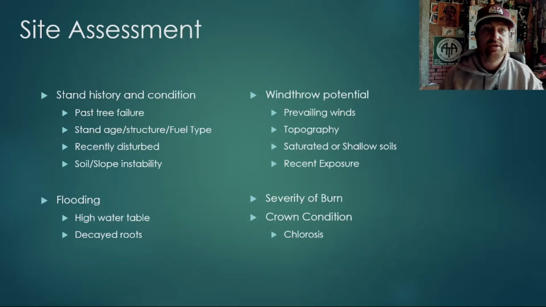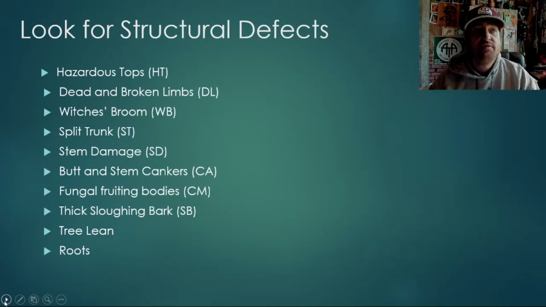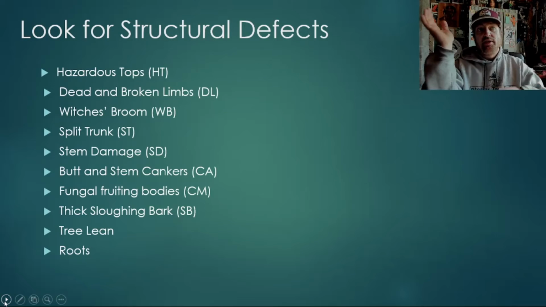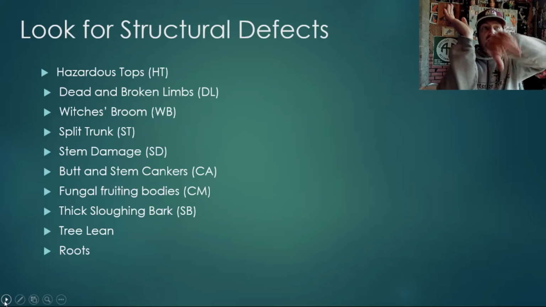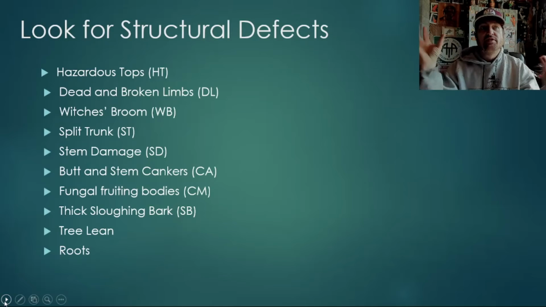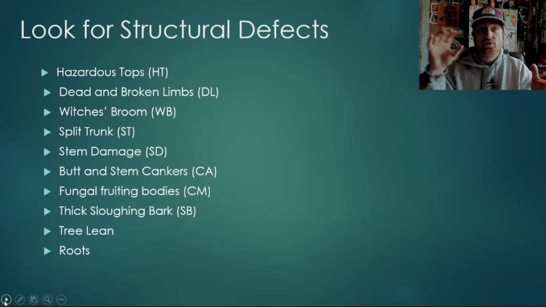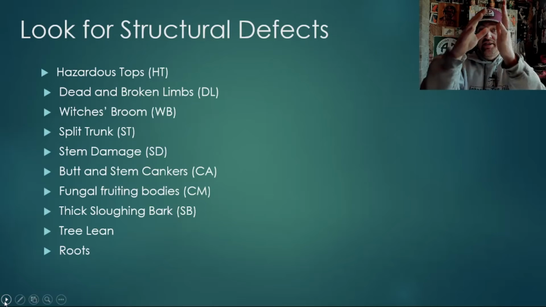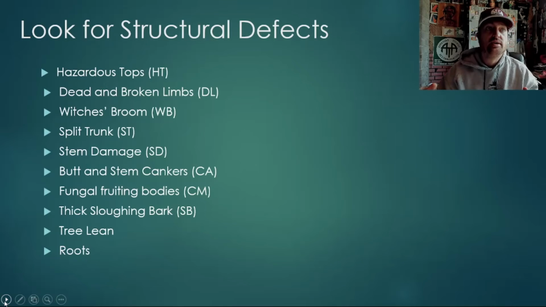And chlorosis, structural defects, then, are like hazardous tops, like the top of the tree might come off. It has maybe broken limbs that are dead, or maybe there's a big witch's broom, a clump of stuff up in there, and that witch's broom could come dislodged or could lead to weight that might leave the tree. Is there a big split right down the middle of the trunk?